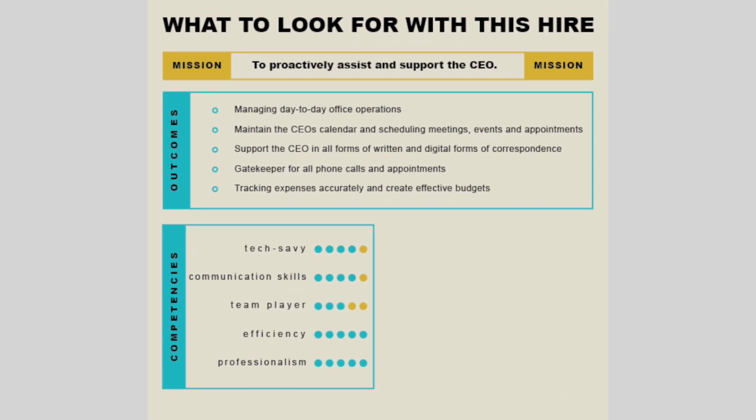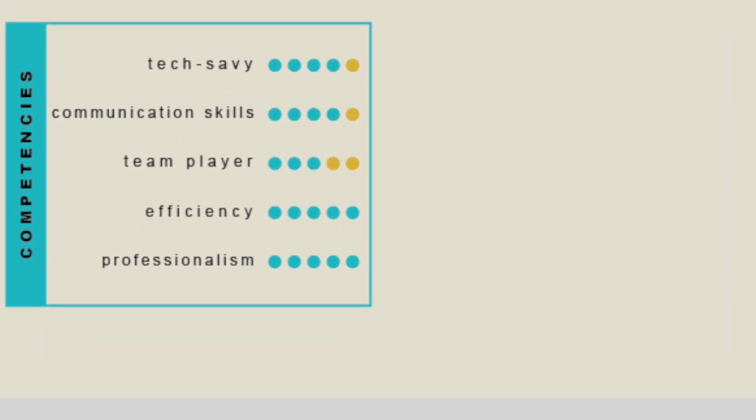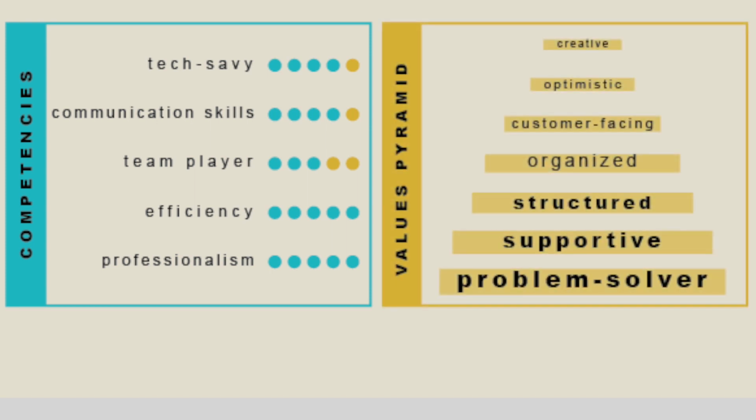The competencies section is where you list the fundamental skills needed to succeed in the role. They are the tools for how you perform the outcomes and the mission. You can generate quite a long list of competencies, but generally these skills should complement the mission, outcomes, and values pyramid. Notice that our fictional CEO has chosen tech savvy, communication skills, which could encompass both written and oral proficiency, team player, efficiency, and professionalism as his core competencies. It would stand to reason that you'd need high-level communication skills to deal well with your CEO and all communication contacts that reach out to him.